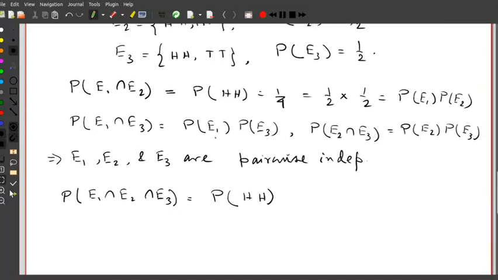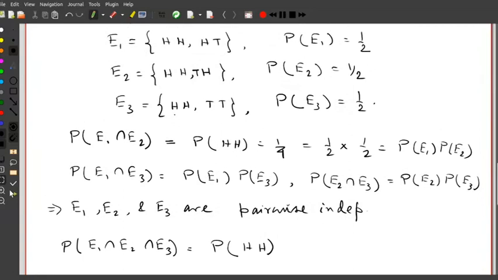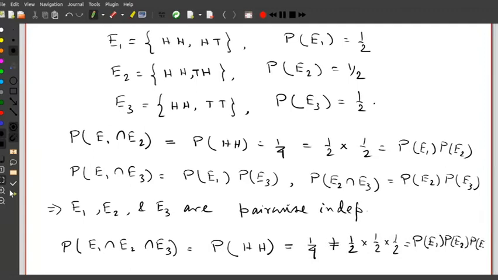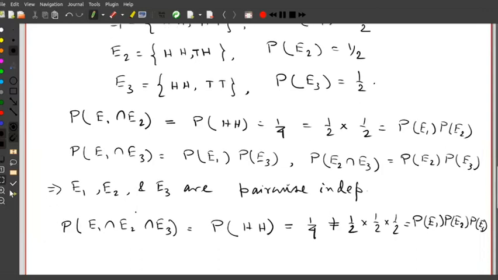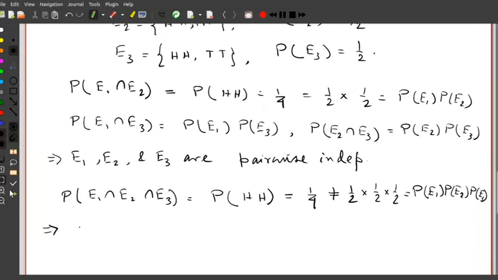Only this point is common in all the three sets E1, E2, E3. So that basically means that this probability is 1 by 4, which is not equal to half into half into half, which is probability of E1 into probability of E2 into probability of E3. Okay? So in this case, E1, E2, and E3 are not independent.